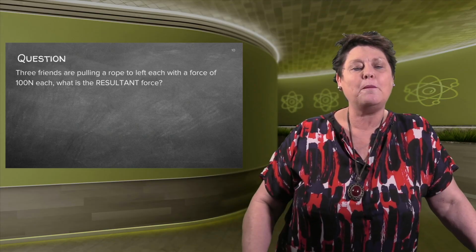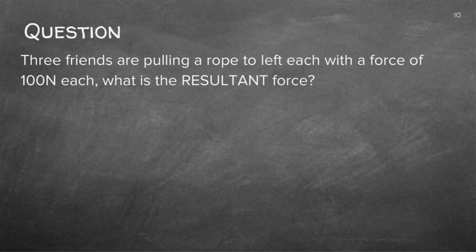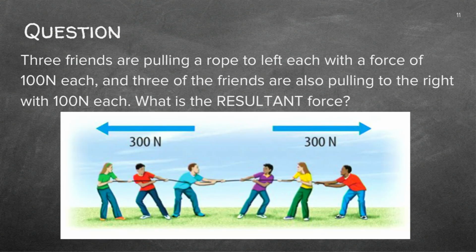3 friends are pulling the rope to the left, and we found the resultant. Remember, our resultant was 300 Newton, and important, to the left. We need to indicate the direction. 300 left and 300 right. What will the resultant be? Well, it's going to be 0 Newton because it's equal to the left and the right.